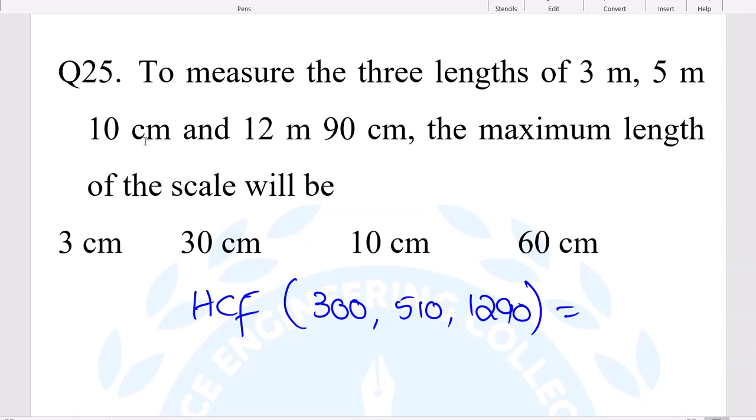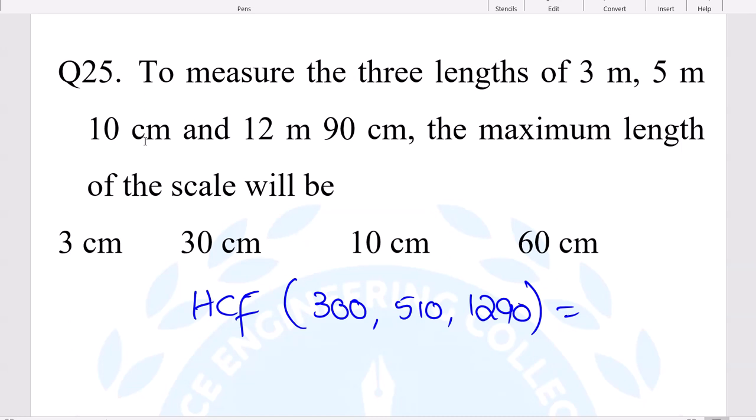Convert all into meters if the options are in meters. Convert all into centimeters if the options are in centimeters. So I converted all into centimeters. Now calculate the HCF for this. The original method will be given, because in TCS advanced level, fill-in-the-blank questions are given. Options given, 10 seconds to answer this question.